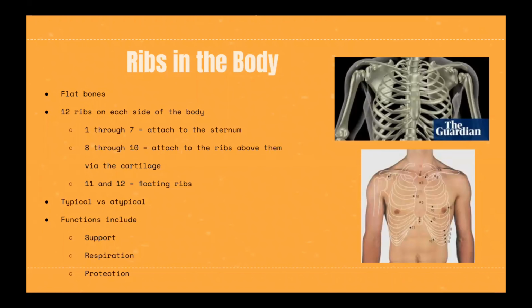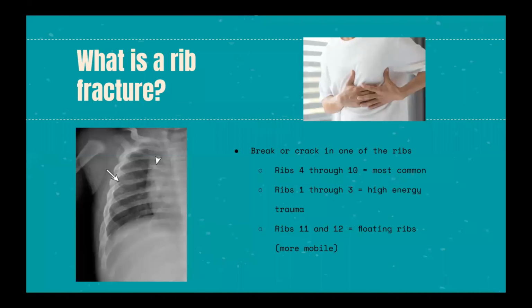Posteriorly, all of the ribs are connected to the thoracic vertebrae in the back. And the functions include supporting the upper body, protecting the organs, so the heart and lungs, and then aiding in respiration. What is a rib fracture?